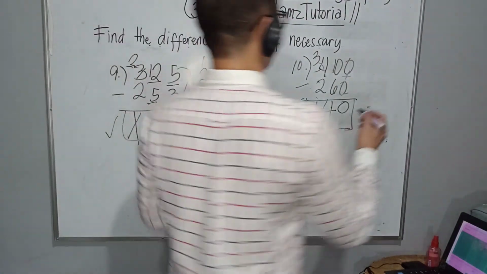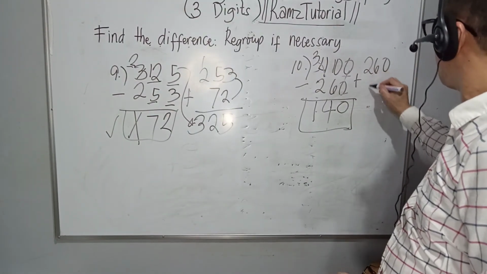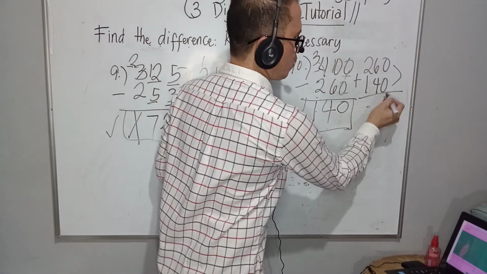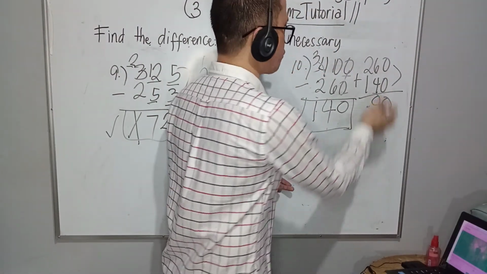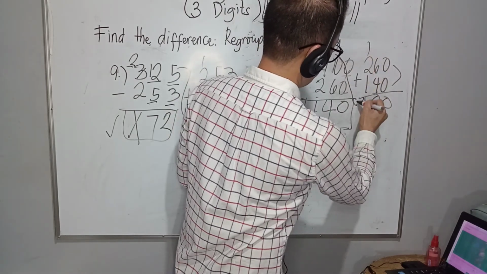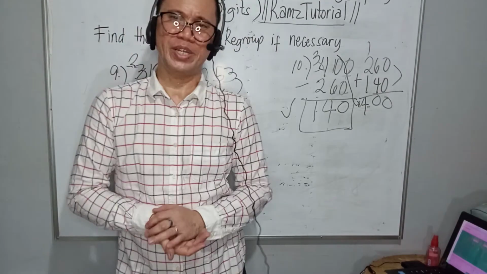We're going to check, my dear viewers. 260 plus 140. I'm going to add 0. 6 plus 4, that's 10. Regroup it. 2, 3, 4. Okay, so our answer is correct, my dear viewers.